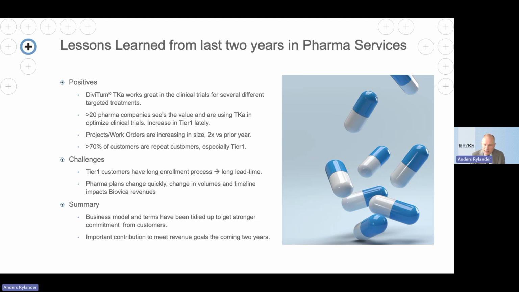And we also have put assets in place to be able to more quickly enroll and scale up, especially the big customers. And also having these revenues with high likelihood is an important part of our financial goals for the coming 2 years.